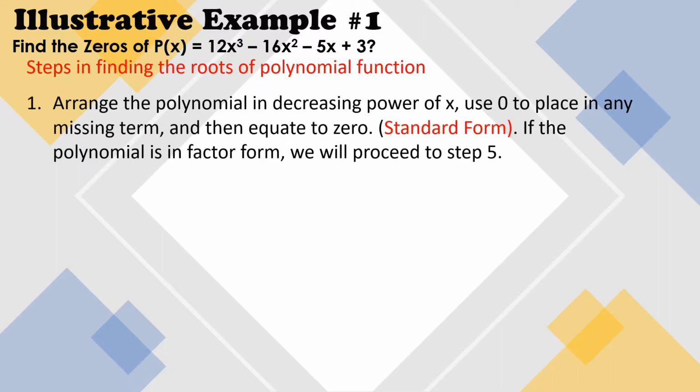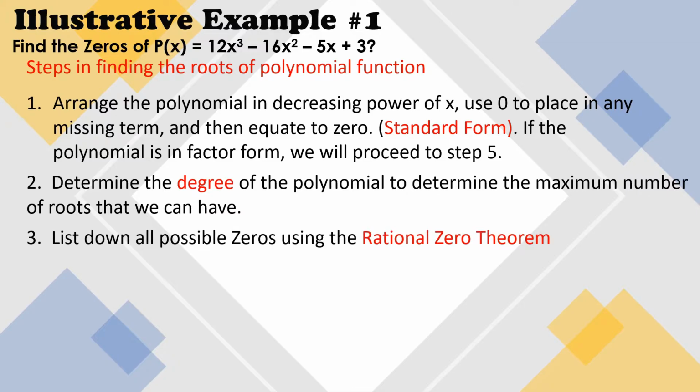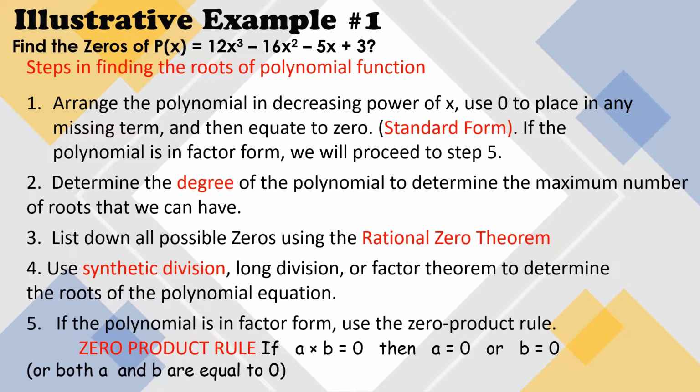So you have here, step 1 is to arrange the polynomial in decreasing power of x, use zeros to place in any missing term, and then equate to 0. If the polynomial is in factor form, we will proceed to step 5. Step 2 is to determine the degree of the polynomial to determine the maximum number of roots that we are going to have. Step 3 is to list down all the possible zeros using the rational zero theorem. Step 4 is to use synthetic division, long division, or factor theorem to determine the roots of the polynomial equation. So for this one, we're going to use synthetic division. And step 5, if the polynomial is in factor form, use the zero product rule.